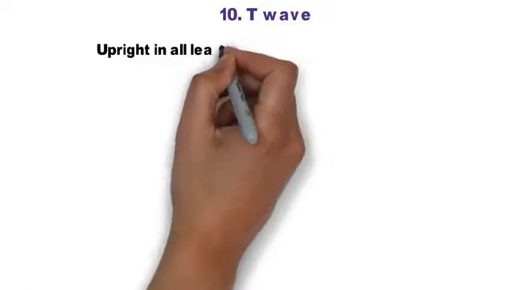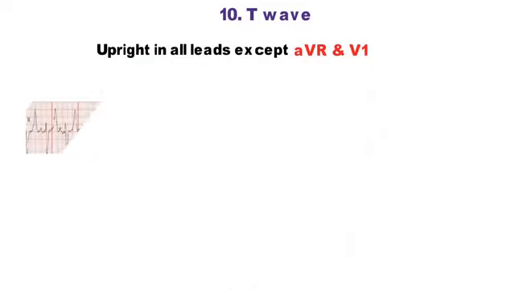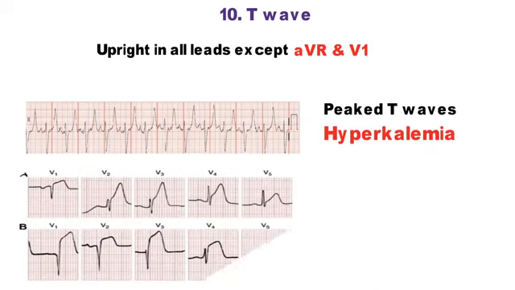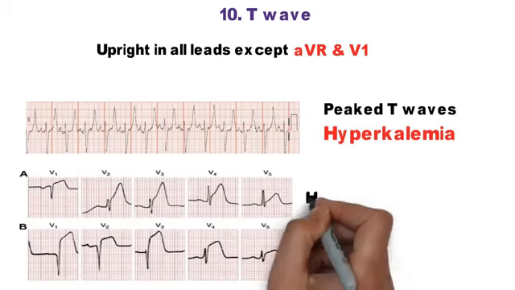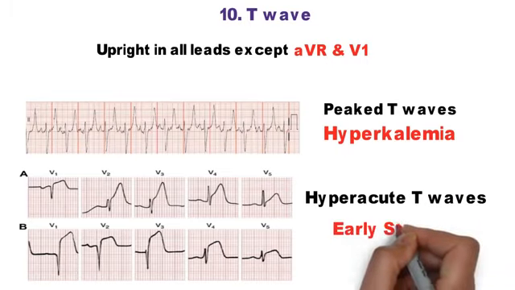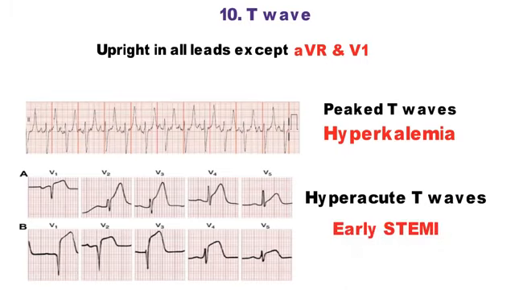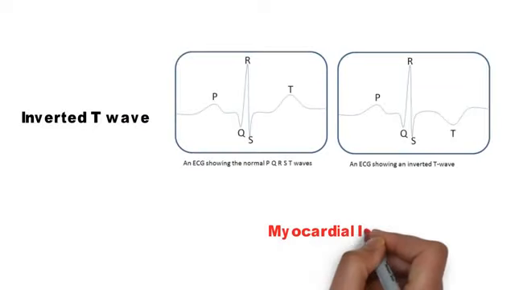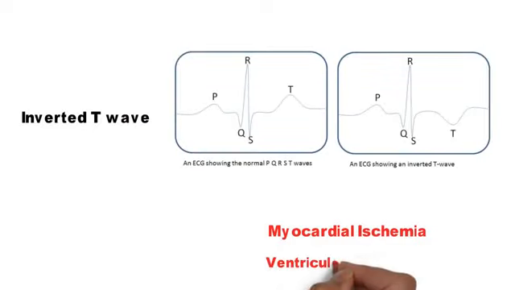Coming on to last step, that is T wave. It is upright in all leads except AVR and V1. Tall, narrow, symmetrically peaked T waves are commonly seen in hyperkalemia. Broad, asymmetric, peaked or hyperacute T waves are seen in early stages of STEMI or ST elevation MI. Inverted T waves are seen in myocardial ischemia or infarction, or can be in ventricular hypertrophy.